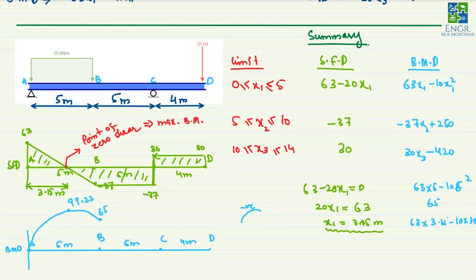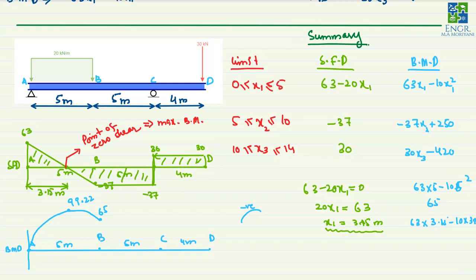After that, from B to C, we have a linear equation: minus 37x2 plus 250. So from B to C, we have to draw a straight line. In this equation, if we put the value of x2 equal to 5 meters, this will again give us the value of 65. So this means that the curve is continuous.